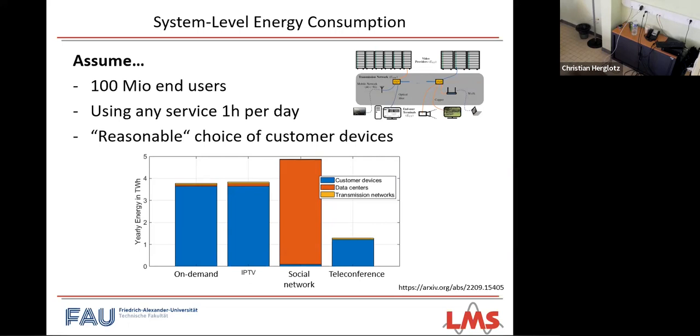Same is true for IPTV. This is mainly because of TVs. In teleconference, you can see that this is lower. This is because I would not assume that people use their big TV, but here we assumed a mixture of desktop PCs and laptops. And in that case, I would advise use your laptops for teleconferencing. My next plan is to throw out my old desktop PC, in fact, because new laptops can do exactly the same thing, and they're much more energy efficient, in fact.